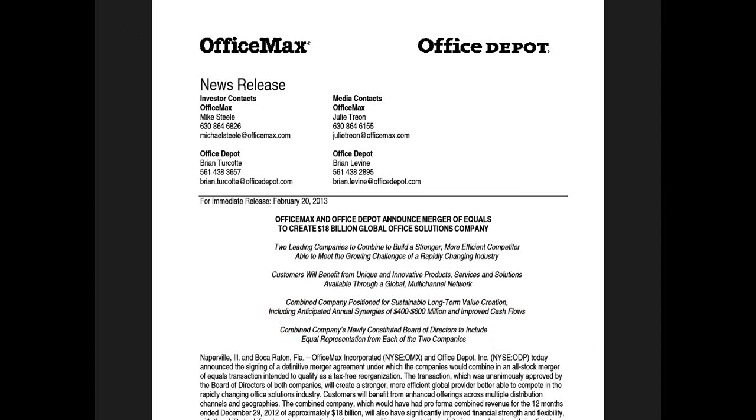Do we talk about whether this is a horizontal or vertical acquisition? We're not acquiring anybody that's up or down the supply chain. They're acquiring a competitor, somebody in the same market, somebody that's producing the same type of product. This is clearly a horizontal acquisition.